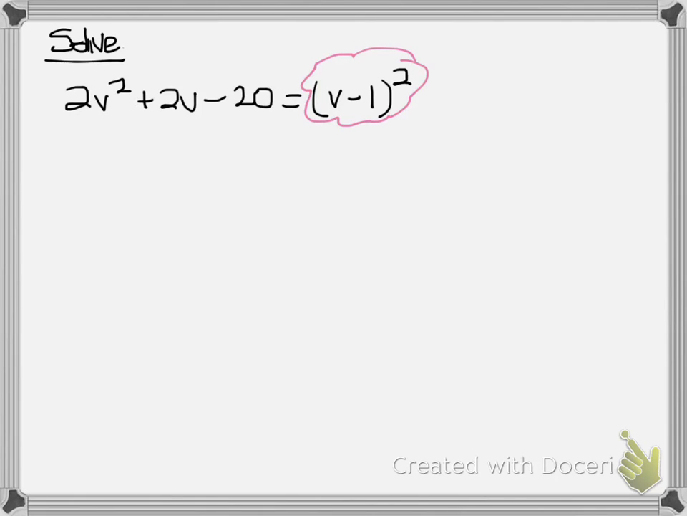2V squared plus 2V minus 20 and it's equal to V minus 1 squared. Okay? So the very first thing that I notice is if they want me to solve this, then I have to figure out what V minus 1 squared is equal to. I can't solve it right now. I've got V's all over the place. Okay? So to solve it, remember, I've got to get all the V's, all the stuff on one side. So off to the side, you're going to have to FOIL V minus 1 times V minus 1.